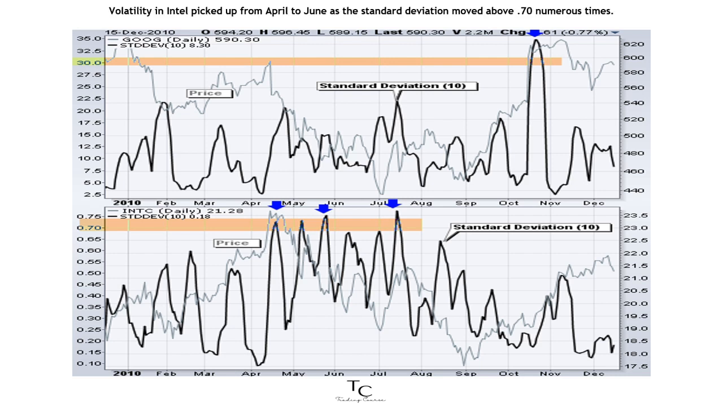Volatility in Intel picked up from April to June as the standard deviation moved above 0.70 numerous times. Google experienced a surge in volatility in October as the standard deviation shot above 30.